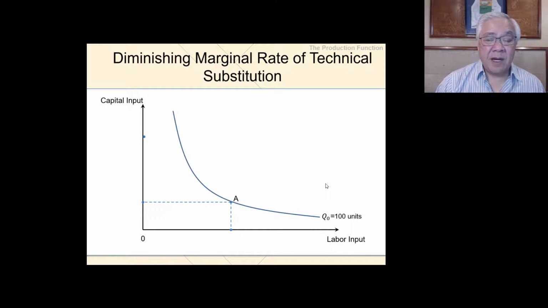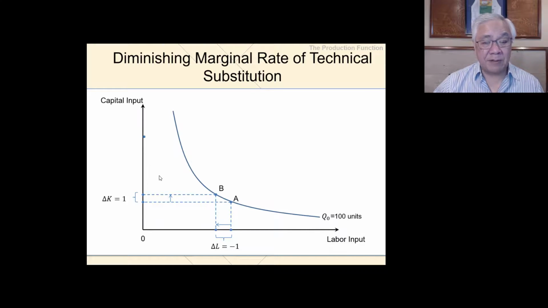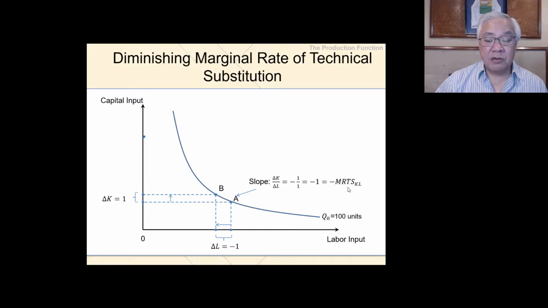So let's see how this works on the graph. We start with what we've seen before, but let's move now 1 unit to the left of where we were at point A, and see what happens to B. Now we see that as we walk on this curve from here left 1 unit on the labor dimension, we end up here on B, which shows this amount of change in the capital. That gives us a slope. So the change in the capital, which is rise, divided by the change in the labor side, which is the run, is -1. So here the marginal rate of technical substitution for capital and labor is -1.